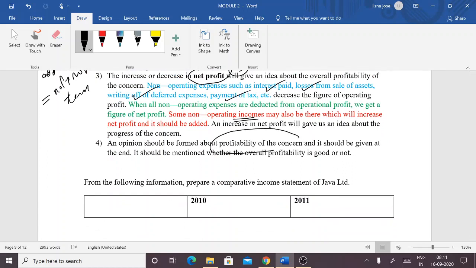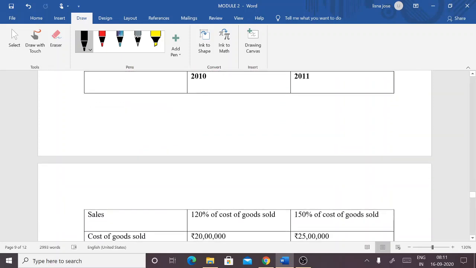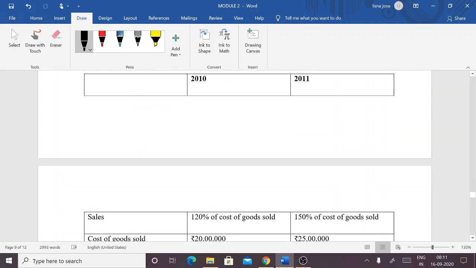Remember that in the P&L account, we are analyzing the profitability position of a concern, and in the case of the balance sheet, we are analyzing the financial position of a concern. Now we will see how we can work out a problem.